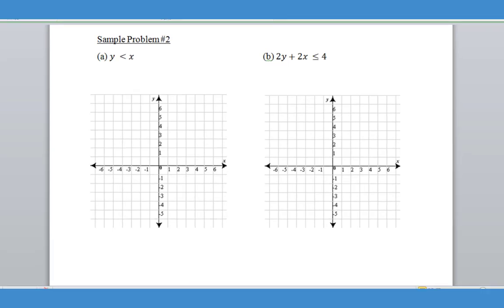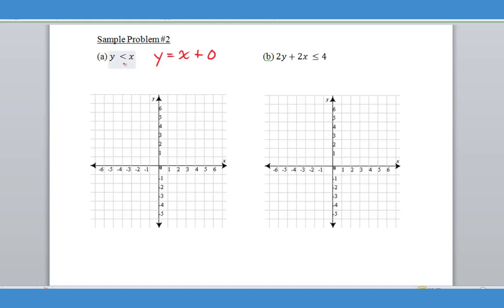First things first, part A. Let's look at part A. My first step is to convert this to an equation so that I can see my boundary line. And so I'm going to say y equals x, and of course that's the same thing as x plus 0 if I want to get it in slope-intercept form. So I'm going to graph the line y equals x plus 0.